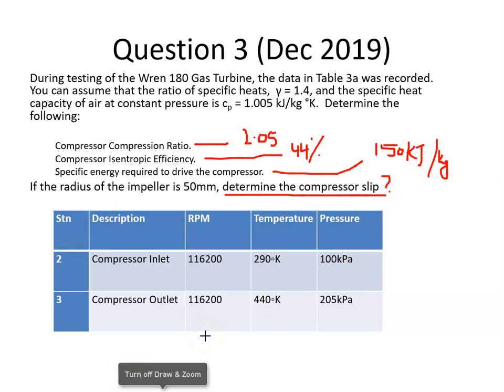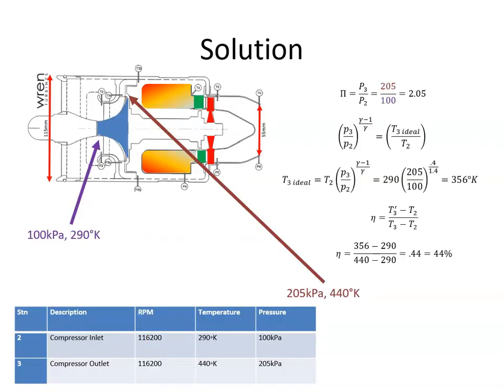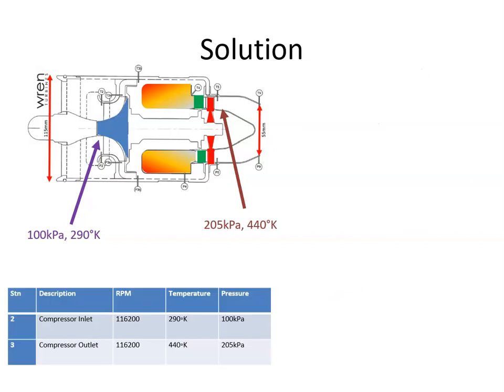Okay, so just quickly go through these slides. That's how we got the compression ratio. That's how we calculated the efficiency of the compressor, and then we worked out the specific work. So the next part of the question is to work out what the slip is.